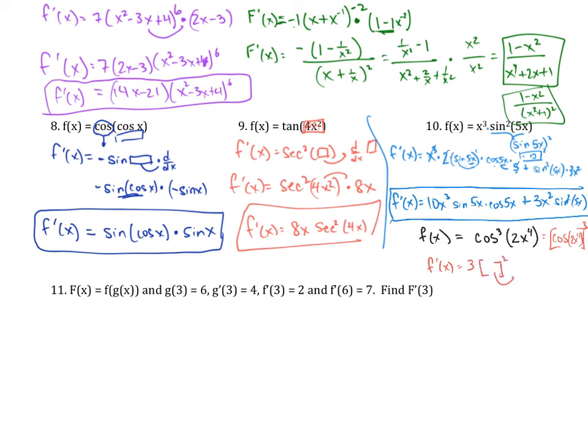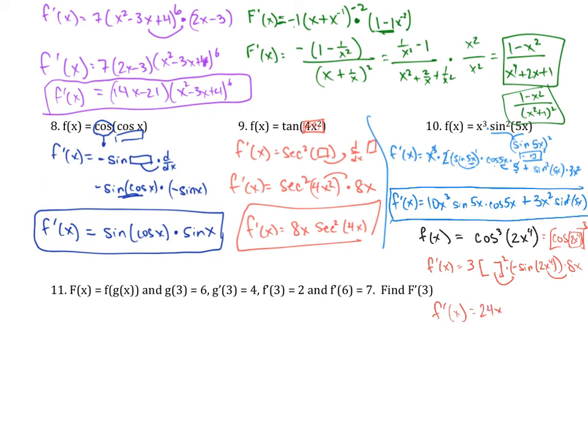Then I've got to take the derivative of this stuff. Well, what's in there? You have the cosine of 2x. Well, I've got the cosine of this box right in here. So that would give me negative sine of this box, which is 2x to the 4th. Now I've got to take the derivative of that box, which is 8x. So here you have multiple chains going on. So f prime of x ends up being this 8x, and the 3 gives me 24x.